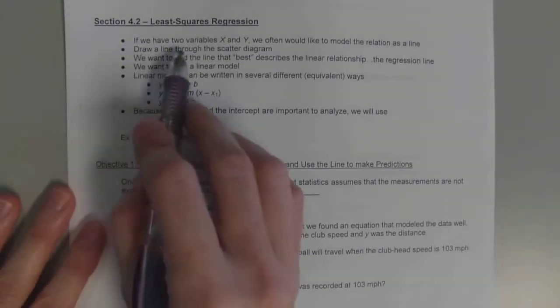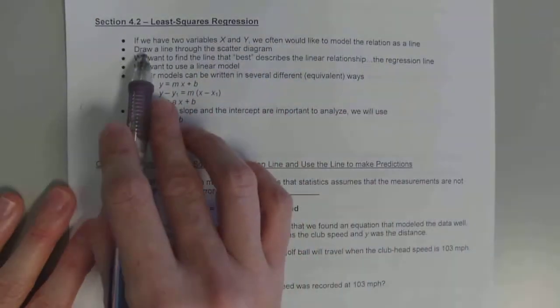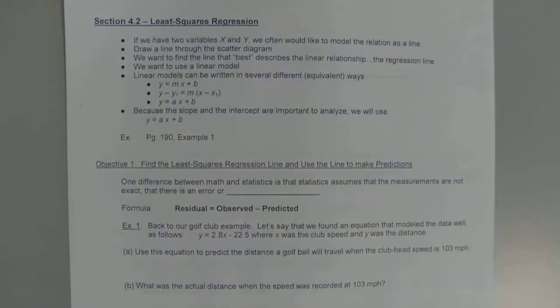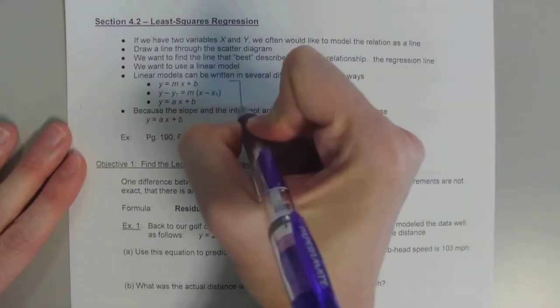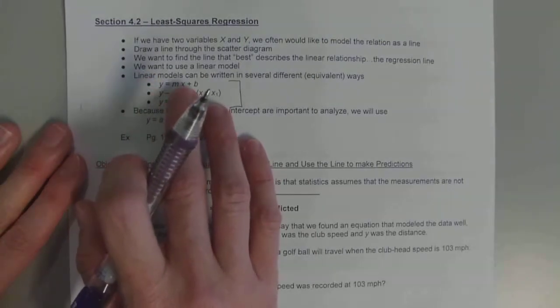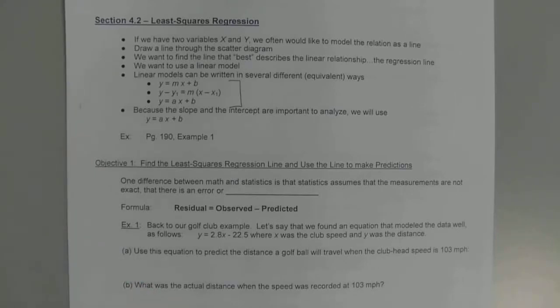So it says if we have two variables x and y, we often can model them with a line, and you usually draw a line through the scatter diagram. We want to find the line that best describes the data, meaning how close can we get to every point? Can we minimize our error? These are all different ways to describe data. Y equals mx plus b, I think, is the most common one. But in your calculator, for some reason, they use a instead of m, okay? So we'll use y equals ax plus b, and we're going to go from there.